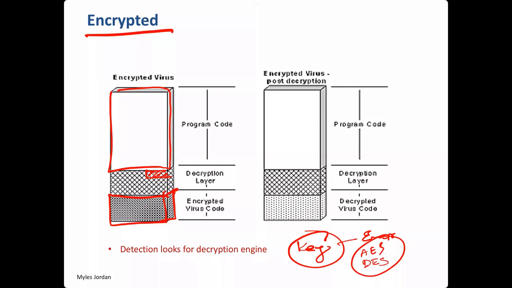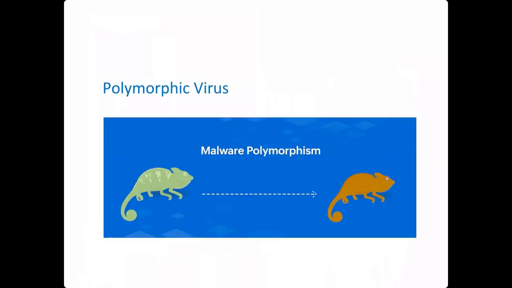Now, why are cyber criminals encrypting virus code? Just to evade detection. Before execution, what it will do is use the decryption layer and the key to decrypt this virus code. And then all this will get compiled and will get executed.